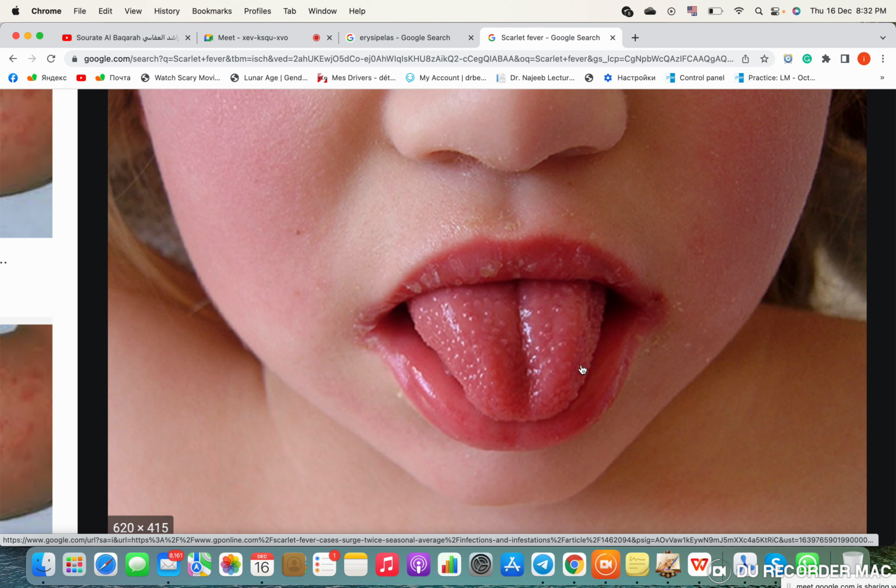This one as well. Strawberry tongue, red. This is pale. Around his mouth, it's pale.